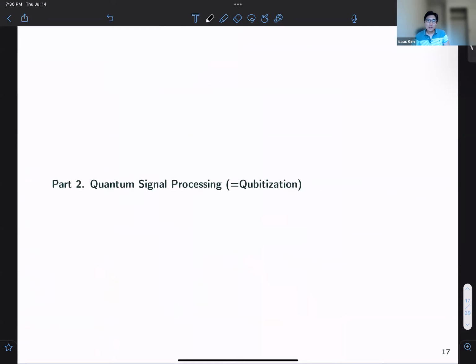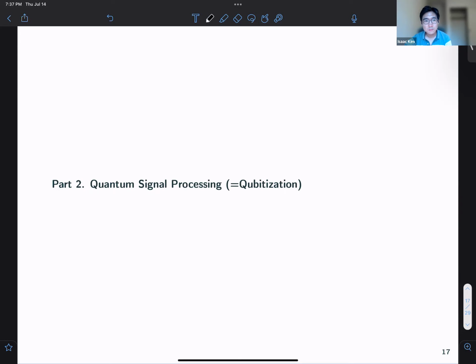So I would like to move on to explaining what qubitization is, but this is a good time to maybe pause and answer some questions. Let me know if you have any questions. Okay, so yeah.